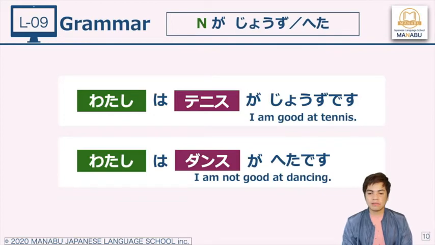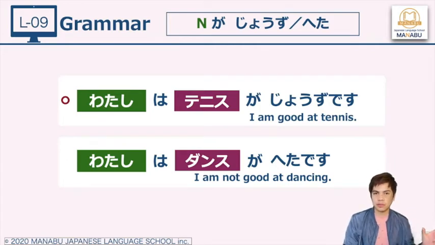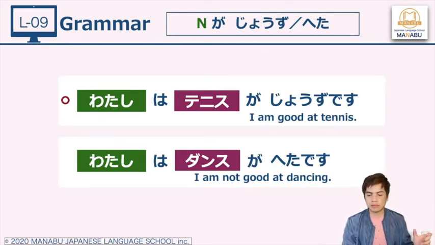Now for the adjectives jozu and heta. Jozu means good at and heta means poor or not good at something. So our first example, watashi wa tennis ga jouzu desu. So you attach the particle ga to the word that you are jouzu, you are good at. In this example, you are good at tennis, so tennis ga jouzu desu.